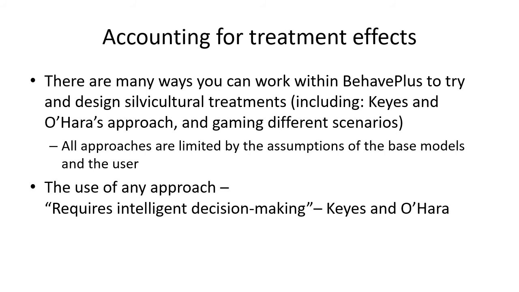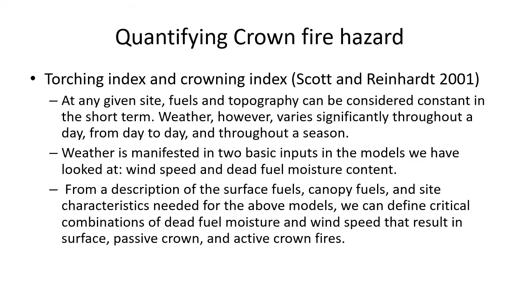So as we've seen, there are a lot of different ways we could compare different silvicultural treatments, including BehavePlus, and we just need to be intelligent about how we pick our variables when we're comparing treatment alternatives. Two really common metrics used to compare treatment alternatives are the torching and crowning index, which both come out of the Scott and Reinhardt paper that we've already seen, where they present their idea of passive crown fire rate of spread and how to quantify that.